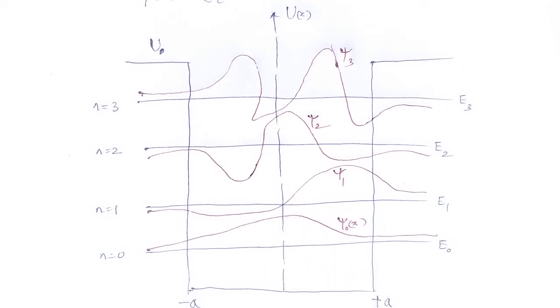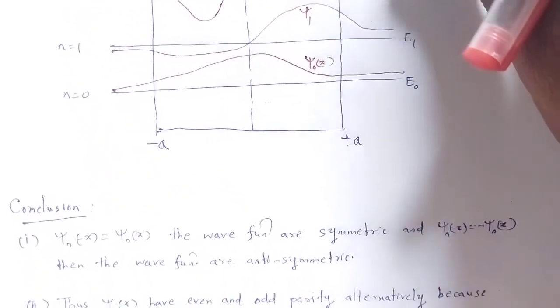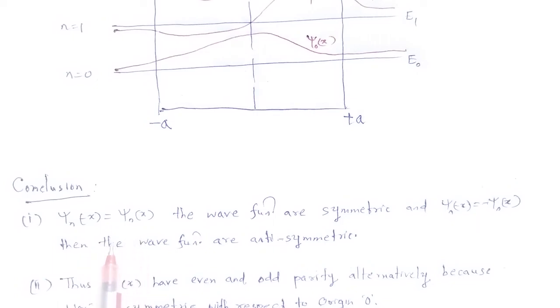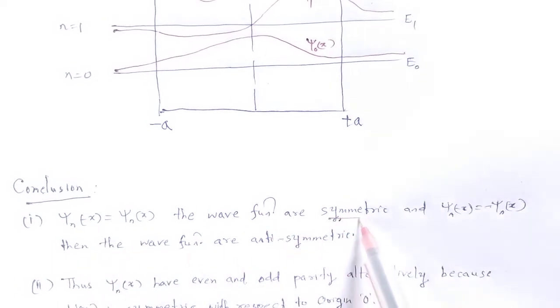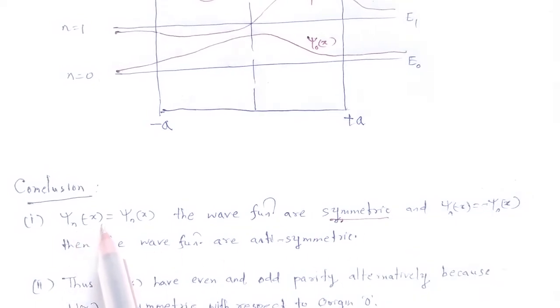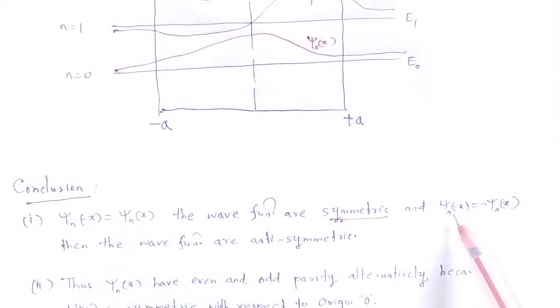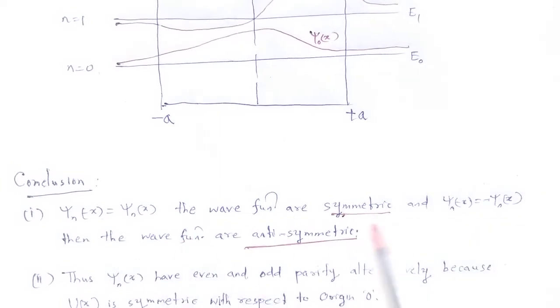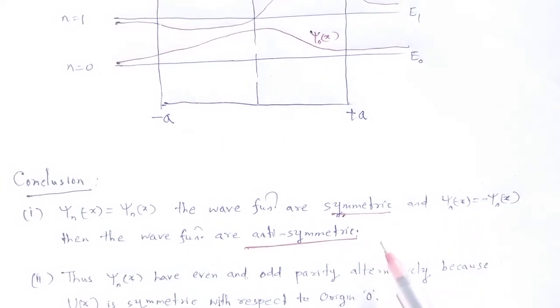What are the conclusions drawn from this square well potential of the particle for the bound state? So the conclusions we have drawn: Conclusion number 1, when psi of minus x is equal to psi of plus x, the wave function is symmetric. And when psi of minus x is equal to minus psi of x, that means the wave function is antisymmetric. Symmetry condition, and this is the antisymmetry condition.